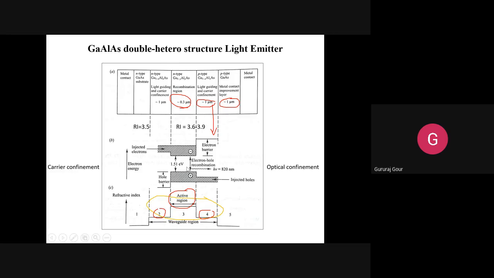So the B section indicates the profile of the band gap energy, the band energies. You can see the band energy structure has been clearly pictured here. Negativity will indicate that the majority carriers are electrons in the conduction band, the injected electrons. Okay. So these electrons we are injecting are coming into the recombination region from the N type. So you can see light guiding and carrier confinement means this N type gallium aluminum arsenide, and P type gallium aluminum arsenide.